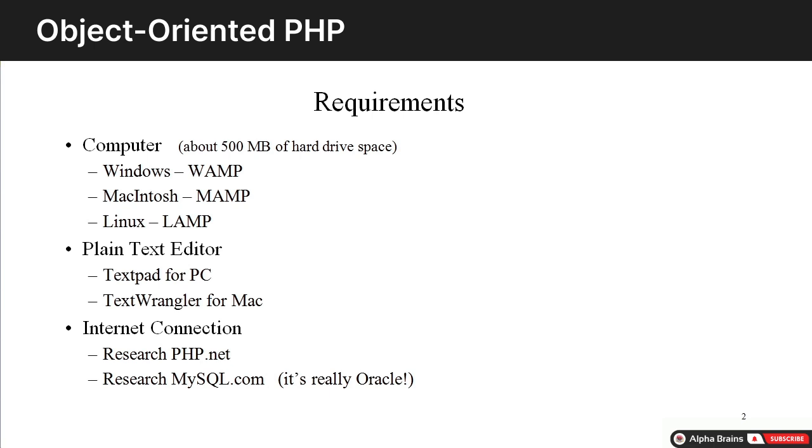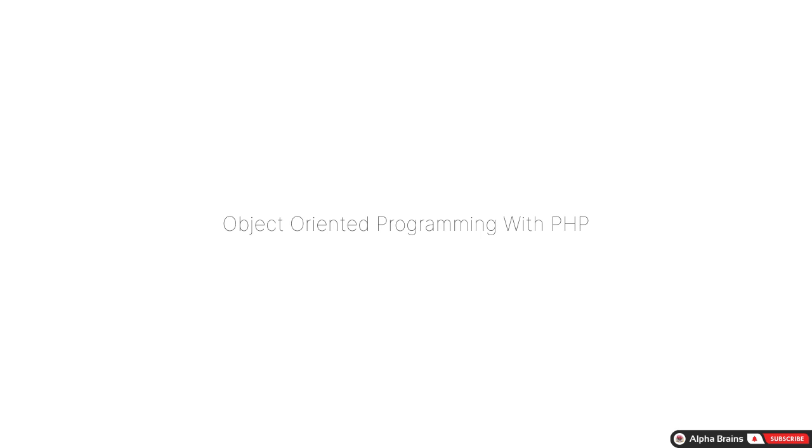Now the third thing you need is an internet connection. You don't really need the internet connection to develop PHP and MySQL using WAMP or MAMP, because we're going to run that locally. But you're going to need to do research sometimes. php.net is the main site for PHP. You're going to want to look some things up, maybe go beyond what I explain in my presentations. Likewise for mysql.com. And I have a note there that it's really Oracle. Oracle now owns MySQL, and so they're the ones supporting it.